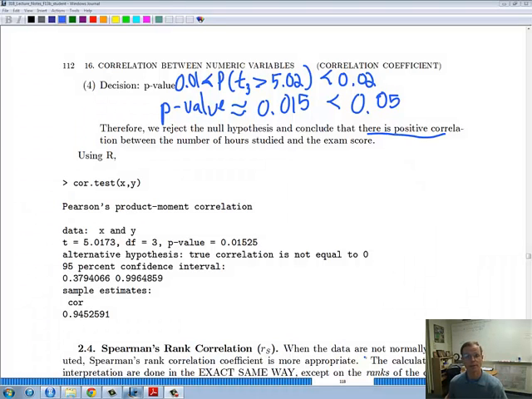So that covers the basics of correlation coefficient with confidence interval and hypothesis test. We'll take a look at Spearman's rank correlation in class. See you then.